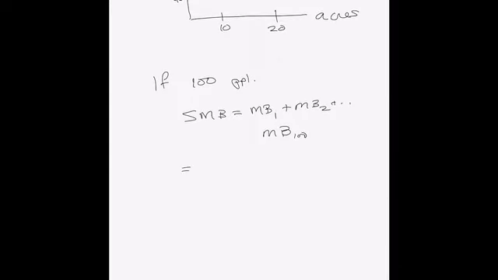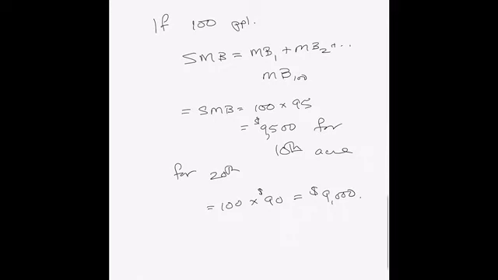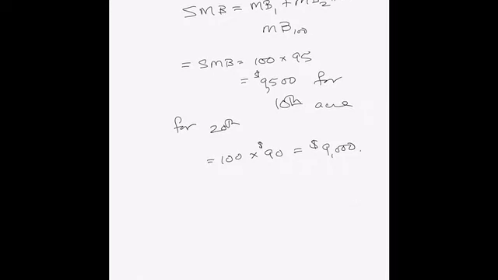Since everybody's the same, it's easier to multiply than to add. So the social marginal benefit of 100 people for that 10th unit is 100 times 95, which is equal to 9,500, for the 10th acre of land. And the social marginal benefit for the 20th acre is then 100 times 90, or 9,000. That's how you do it across large populations. You just multiply.